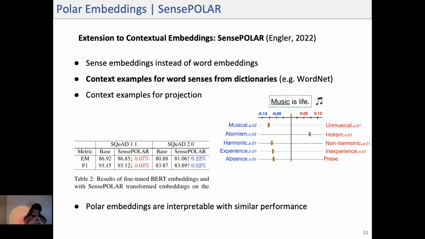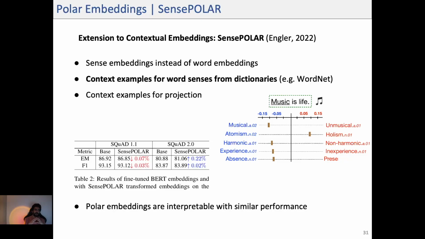instead. So instead of just saying bank as a word, SensePolar tries to distinguish if we mean bank as in river bank or money bank. And to do that, it uses sense embeddings, meaning each word is split into its specific meanings using dictionaries like WordNet.